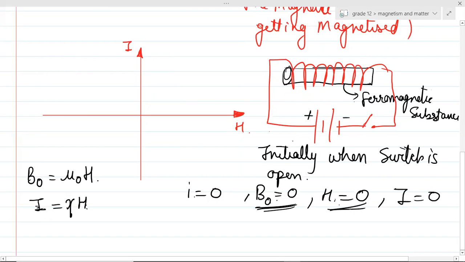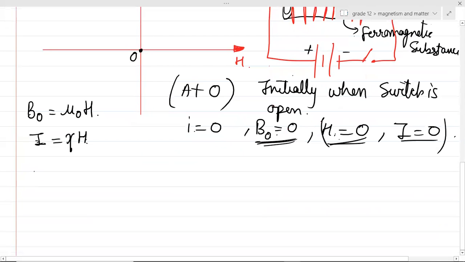If there is nothing which will be magnetizing, then the substance will not get magnetized, right? Yes or no? So basically the graph, can you see over here, H is zero and I is zero. So the graph will start from this point, which is basically O. So this whole thing is happening at O point initially when the switch is open. Now what happens when you close the switch?